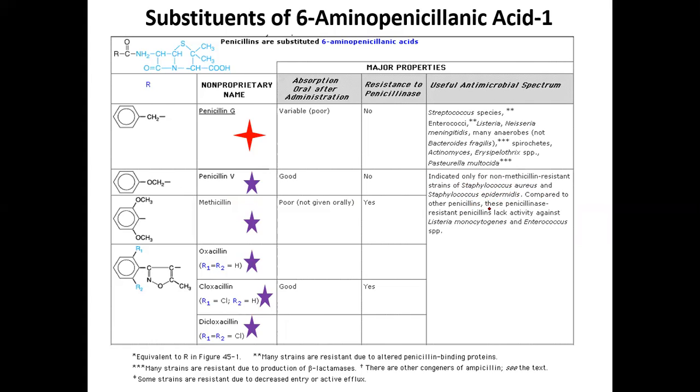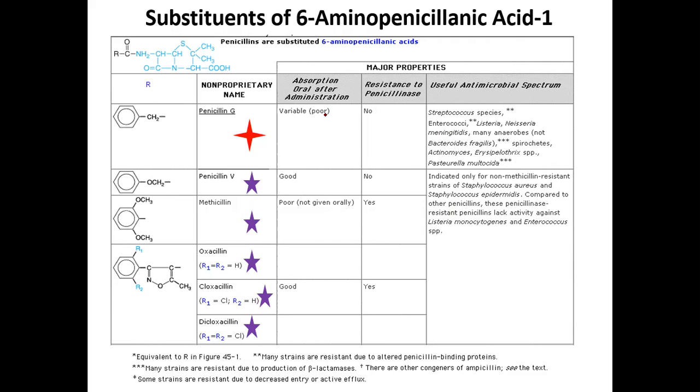Compared to other penicillins, these penicillins are resistant. These penicillinase resistant penicillins lack activity against Listeria monocytogenes and Enterococcus species. Okay, so their spectrum is narrow. They are basically targeted for the treatment of staphylococcal infections.